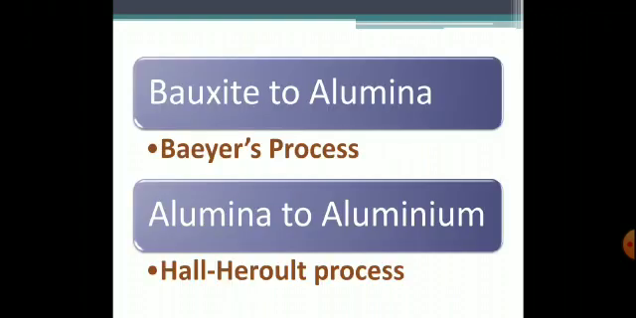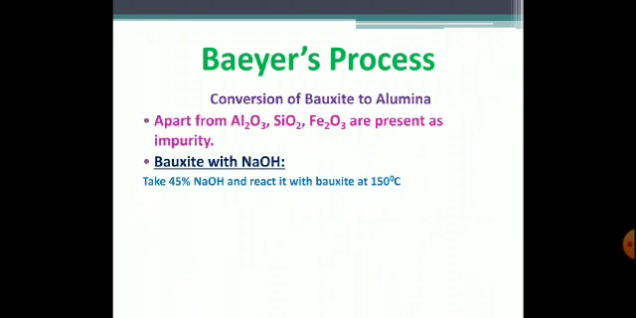Let us see the process which is carried out in the extraction of aluminium. There are two important processes, that is the Bayer process and the Hall-Héroult process. In the Bayer process, bauxite ore is converted into pure alumina. In the Hall-Héroult process, pure alumina is converted into aluminium. Let us see the Bayer process first. In this process, bauxite is converted to alumina.